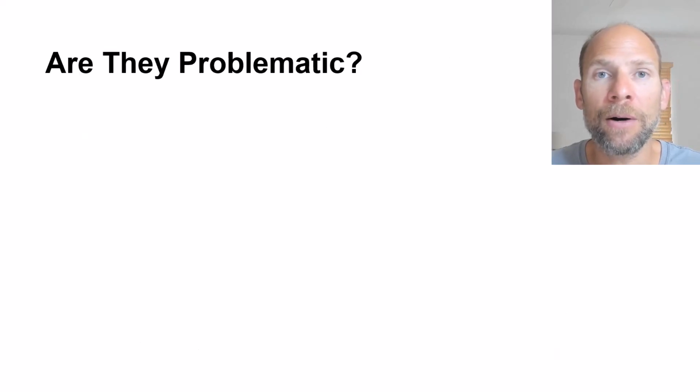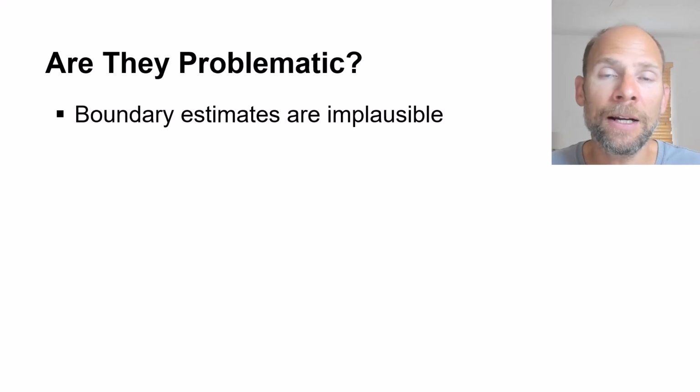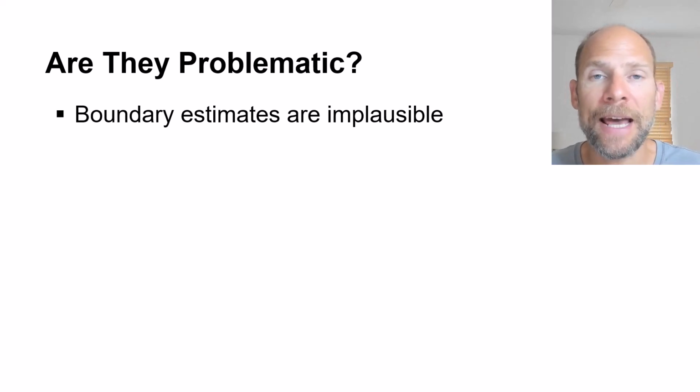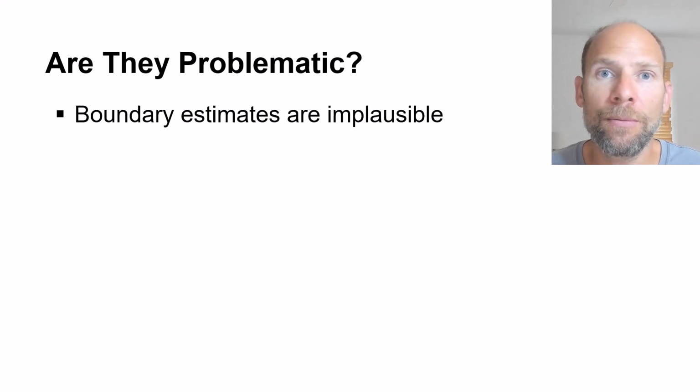Now let's talk about whether boundary estimates are problematic. And so first of all, they are problematic in the sense that they are implausible. So a boundary value of 0 means that for a given item, nobody in that latent class endorsed that item or solved that item. And so that is, in many cases, an implausible scenario, that there's a clear-cut 0-1 probability for a given item in a given class.